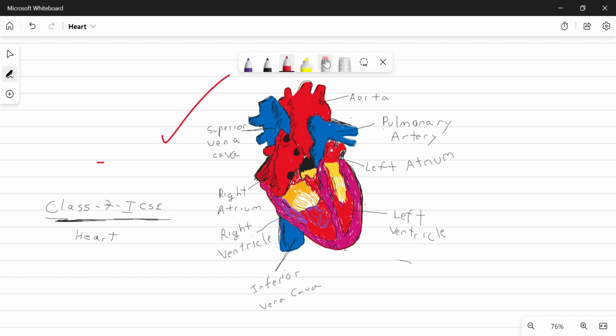So let's get started. So today we are going to be learning about the parts of the heart. I have made this myself to explain this diagram.